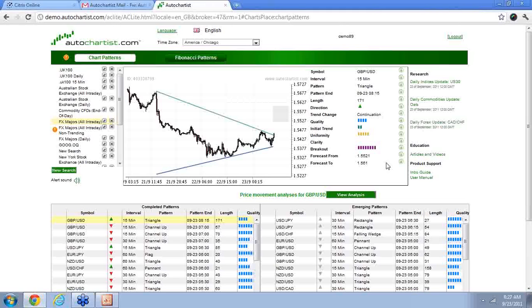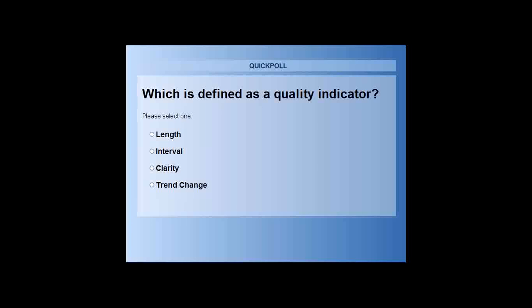So let's take a look at the poll question, that should be up here, and that's a question that you should be able to answer. Okay, and the question is, which is defined as a quality indicator? And your choices are length, interval, clarity, and trend change.